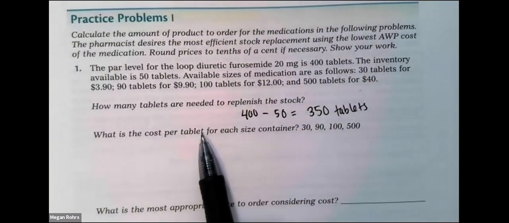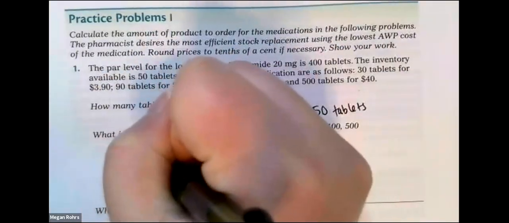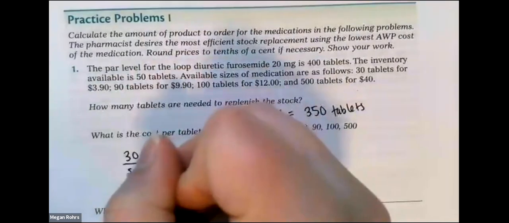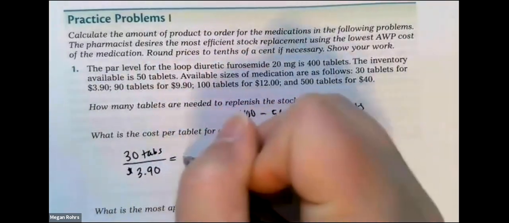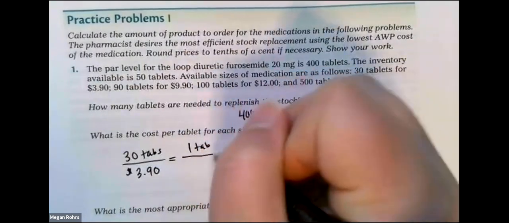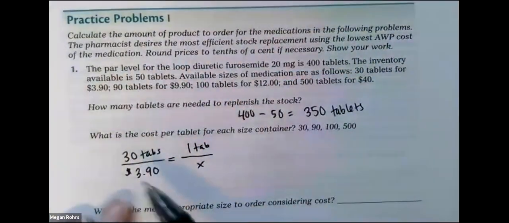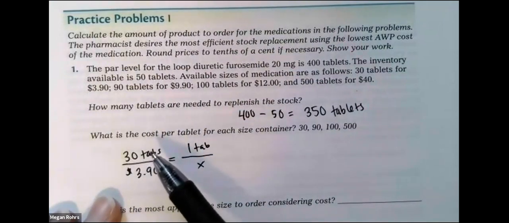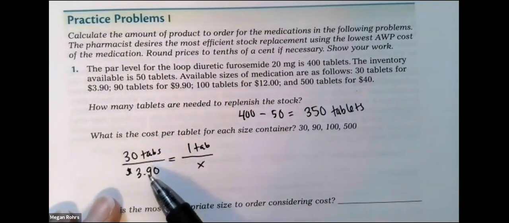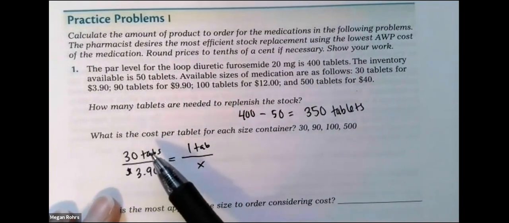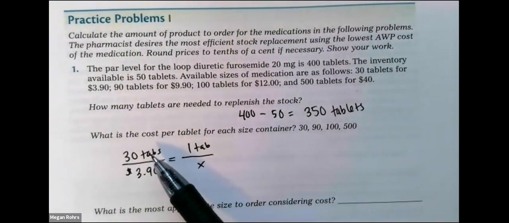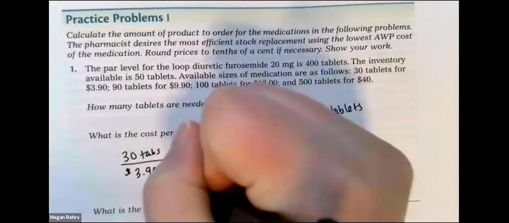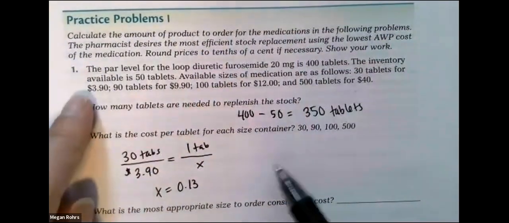We can do this with a simple ratio and proportion. We know that we can get 30 tablets for $3.90. We want to know the cost for one tablet. So we're essentially just taking the cost of the bottle, $3.90, and dividing that by how many tablets are in the bottle. A little shortcut: just take the cost divided by the amount that's in the bottle. So $3.90 divided by 30 gives me 13 cents. So that's for the 30.